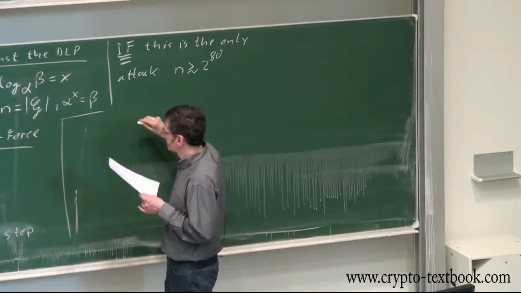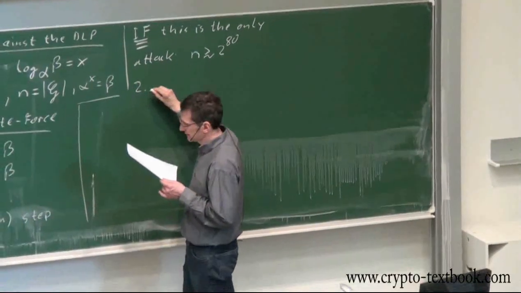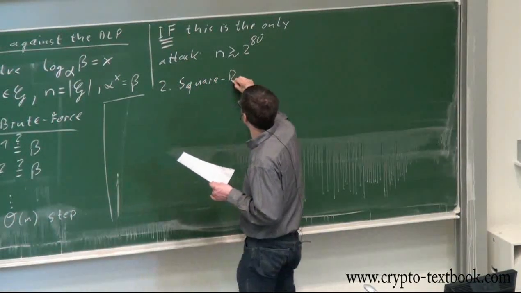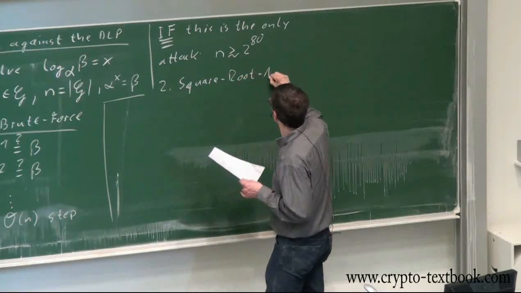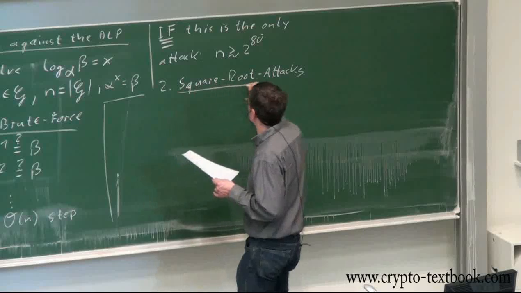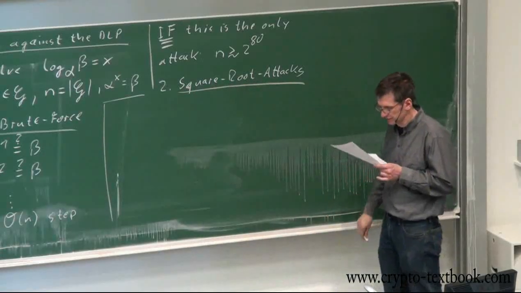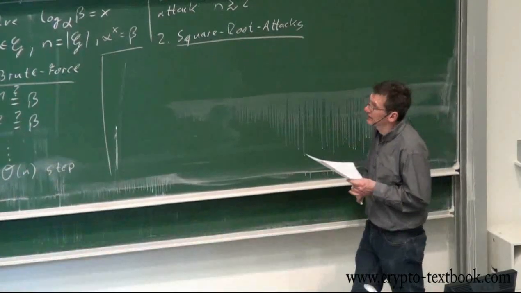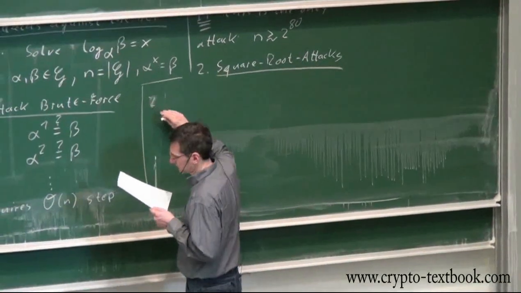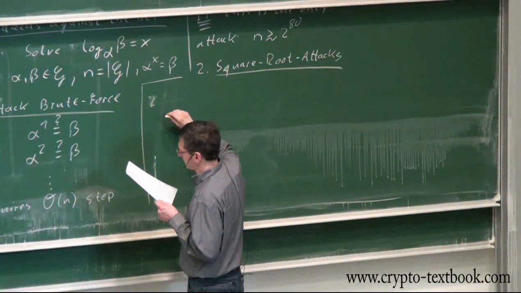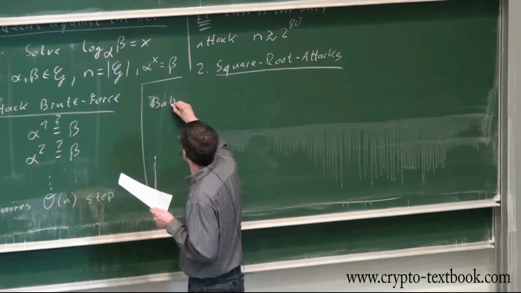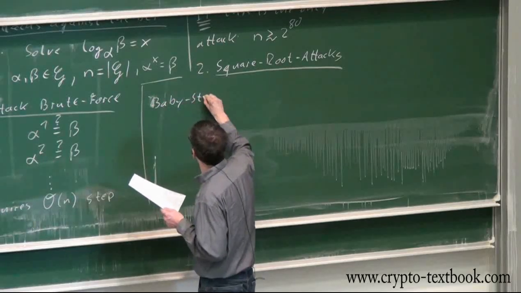Now we look at the second, which are the so-called square root attacks, Quadratwurzelattacken, Angriffe, okay? And so there are 2 attacks, okay? The one has a very pretty name, baby step.